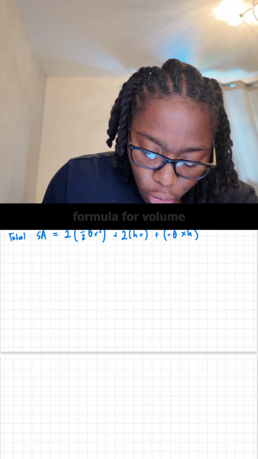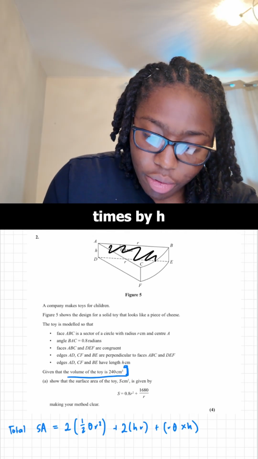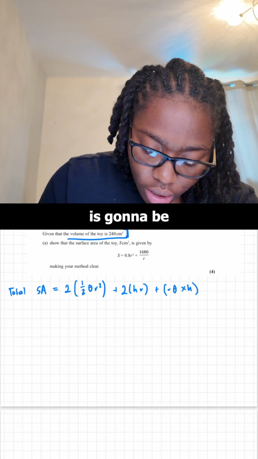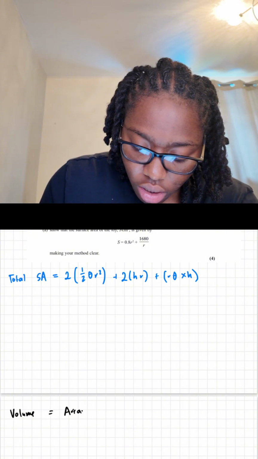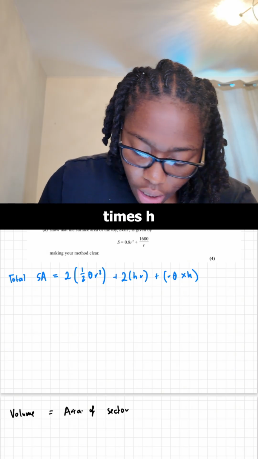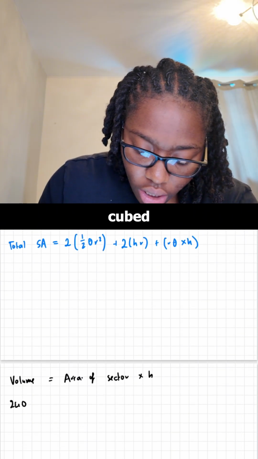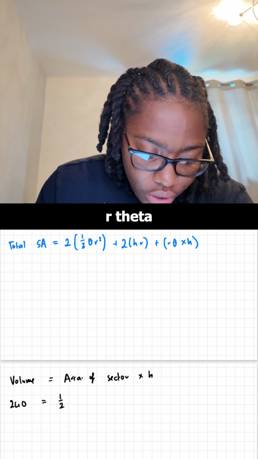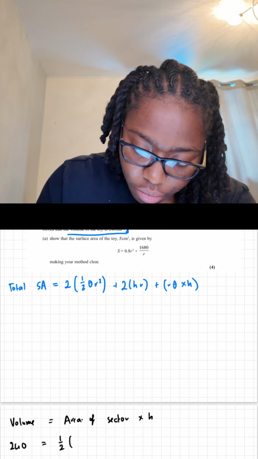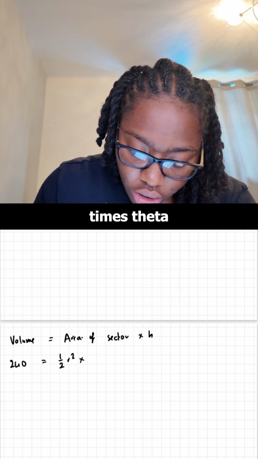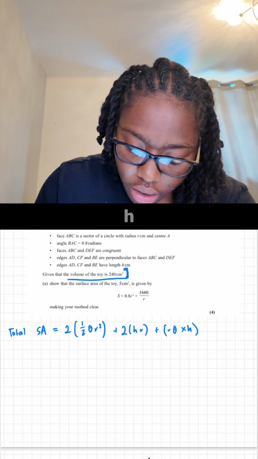Looking at the volume, the formula for the volume is going to be the area of this sector times by h. So volume is equal to area of sector times h. The volume in our case, they've told us is 240 centimeters cubed. The area of a sector is going to be half r squared theta. So in this case, it's going to be a half r squared times theta, which in our case is 0.8, times height, which is going to be h.